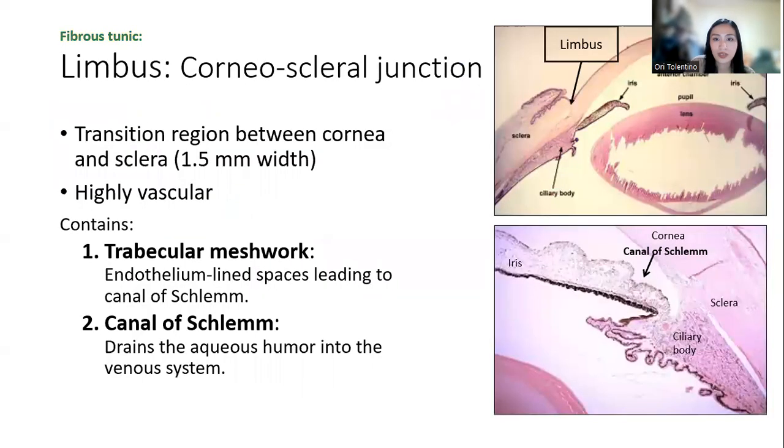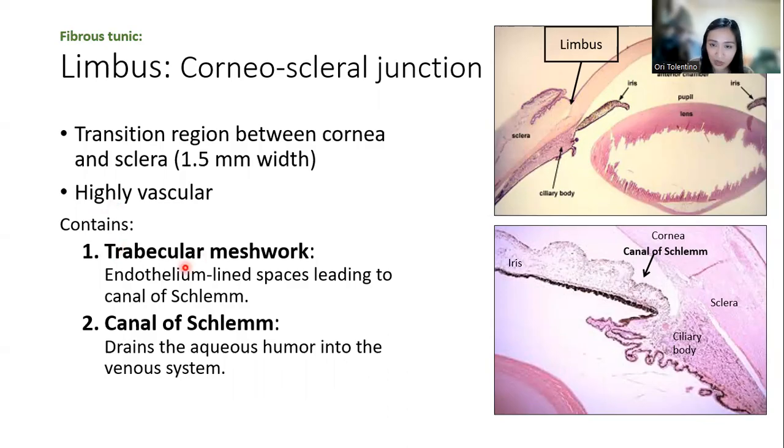Okay. The limbus, also known as the corneoscleral junction, as the name says, is the transition region between the two parts of the fibrous tunic, the cornea and the sclera. And this area is highly vascular. Why? Because it drains the aqueous humor, which is the fluid content of your anterior and posterior chamber. So I will explain about the flow of the aqueous humor later. Just know that the anterior and posterior chamber has aqueous humor and it is drained through this area at the limbus. Okay, so the area of the limbus has the following important structures for the drainage of your aqueous humor.